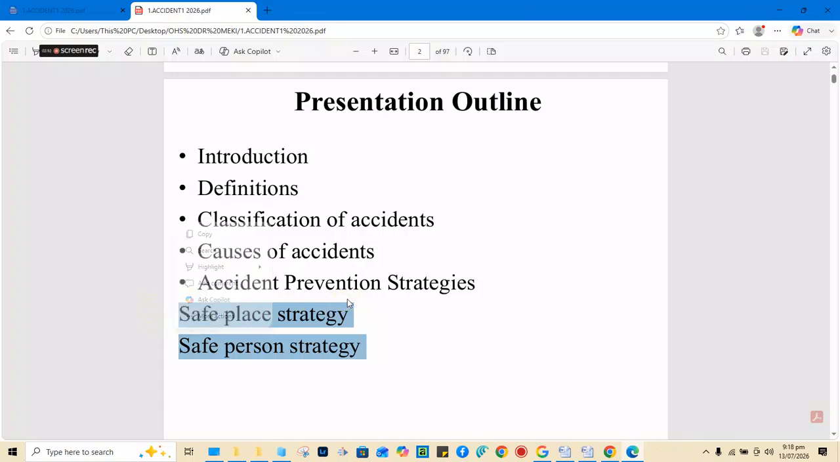Of course, already here you're able to see one question. The question can be: classify or discuss the two different types of strategies used in accident prevention. You're going to have to know that is the safe place strategy and the safe person strategy. So let's go into it.